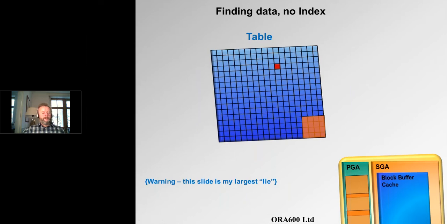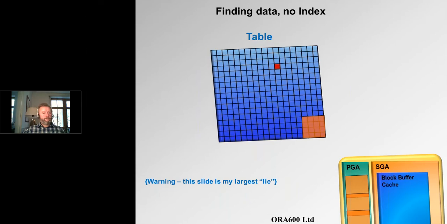The reason this is a lie is Oracle knows that if it's a relatively small table, it will put those multi-block reads into the block buffer cache. What counts as a small table? Well, that varies. It's not always easy to say. But generally speaking, if you're doing a full table scan of a large table, it won't be cached. And if you think about it, that's what you want.